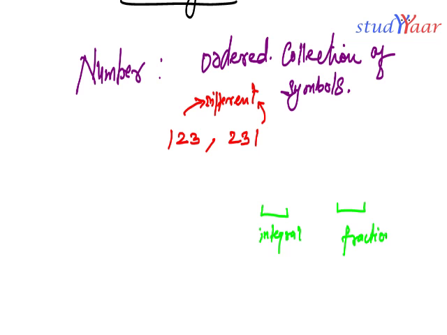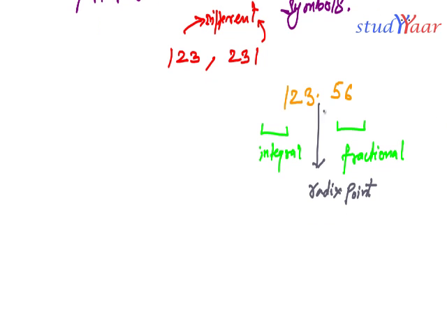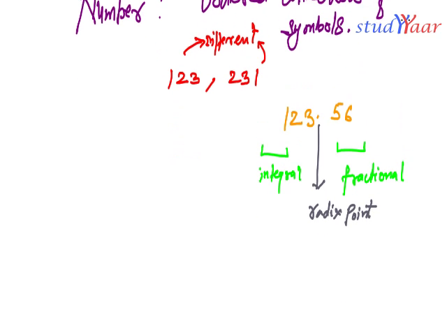So obviously we know what it is. If I say 123.56, then 123 is known as the integral part. The dot that separates the two parts is called the radix point. Everything that comes before the radix point is part of the integral part of the number, and everything that comes after the radix point is part of the fractional part of the number.